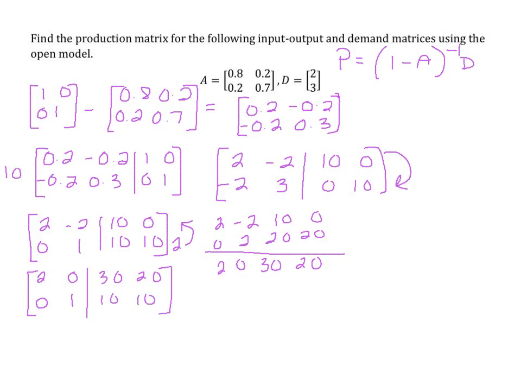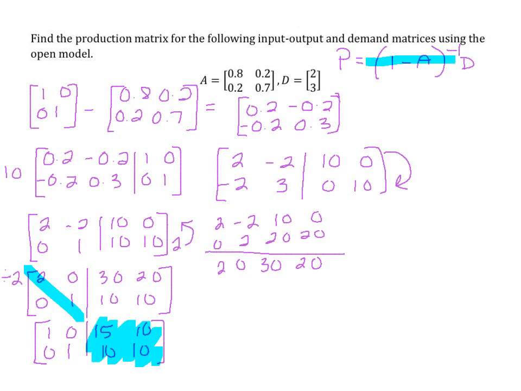So I know I need to have ones in my diagonals. So I'm going to need to divide my top row by 2. And my 1 is already in my bottom row, so I don't need to do anything with that. So if I divide my top row by 2, we'll have 1, 0, 15, 10, and 0, 1, 10, 10. So we just found the inverse. So at this point, we have done this portion of our equation. The last part is to multiply the inverse by our demand.